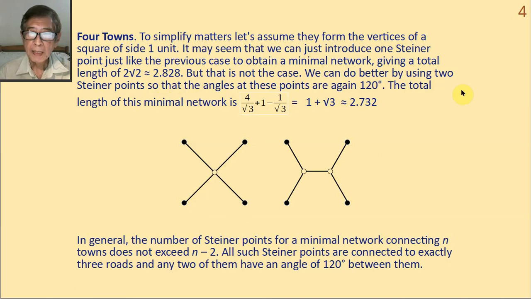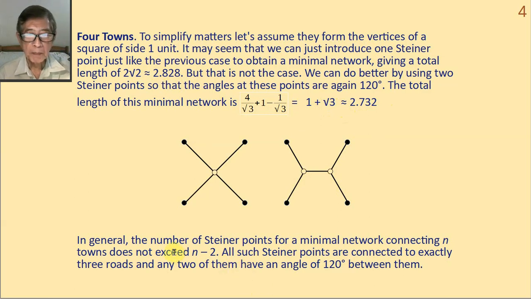We can do better by using two Steiner points, so that the angles at these points are again 120 degrees. The total length of this minimal network is 4 times 1 over root 3 plus 1 minus 1 over root 3. And this works out to be 1 plus root 3, which is approximately 2.732. So this is slightly less than the previous length, 2.828.